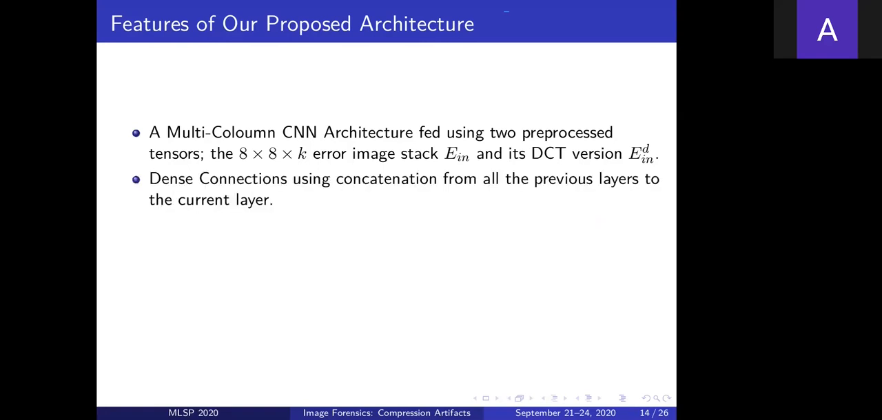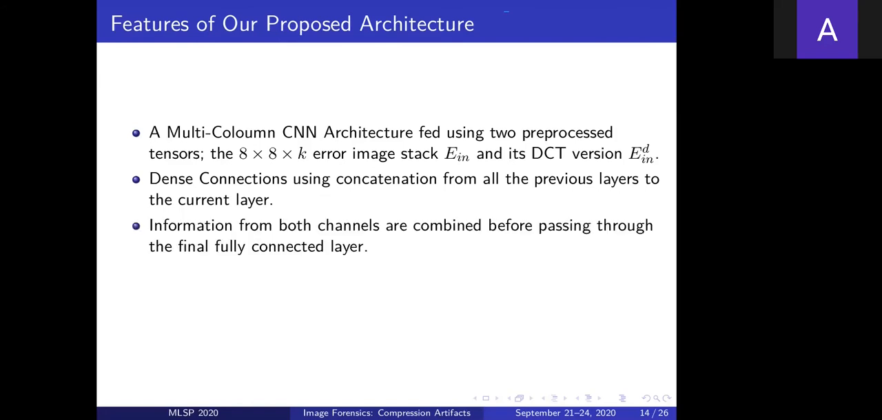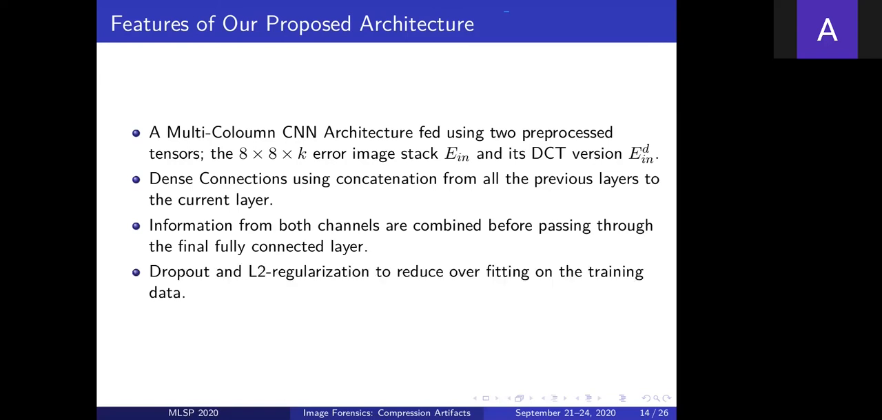We employ a dense connection from previous layers to the current layer. This is important as it prevents information loss across convolutional layers. Before classification, both channel information is concatenated and passed through a final MLP layer, which makes a classification decision. Here we utilize dropout and L2 regularization in order to prevent overfitting on the training data.